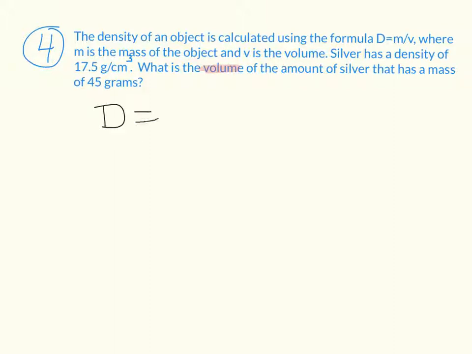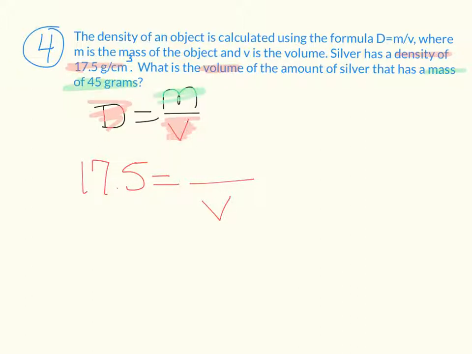again, our formula is D equals M over V. We know this is what we're looking for. Okay, we're looking for the volume. So we're going to fill in what we know. Okay, so let's go back. So it says that the density is 17.5. So here's density. So we're going to go 17.5 equals, again, I'm going to go ahead and put the V because we know what that's looking for. Now our mass, okay, it says has a mass of 45 grams. So that would be M.